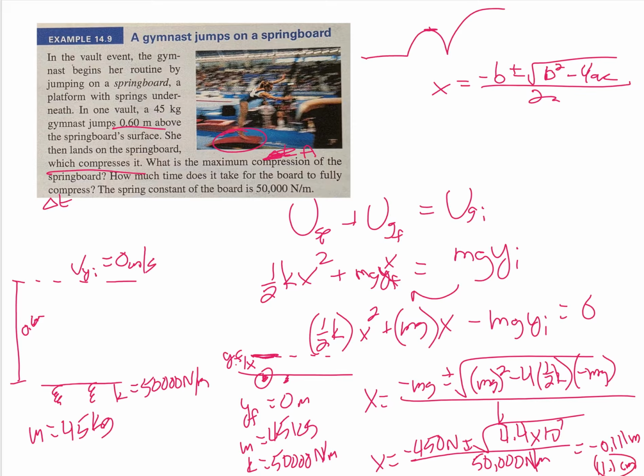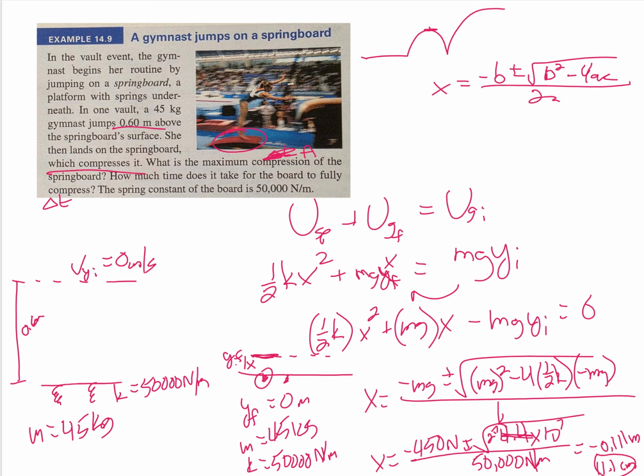Compression. And then you said that this number is actually wrong. It's 2.2 times 10 to the 7th? 2.6, 2.7 times 10 to the 7th. 2.7 times 10 to the 7th. Okay, just to make sure everything's right. So now, that's how much we compress the springboard.